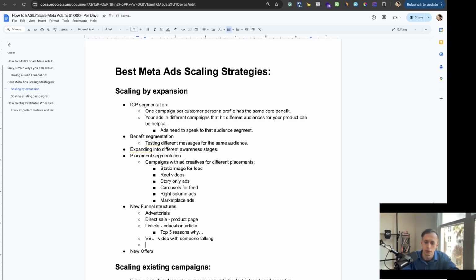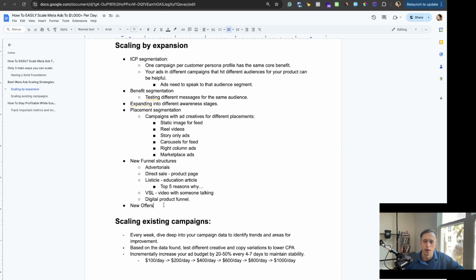There could be a digital product funnel, so you can sell something, a book or some digital product in the beginning, and then upsell your physical product, for example. And again, new offers. If you have multiple products, you can test them all and focus on the one that's scaling the best. Testing your offers is very important.